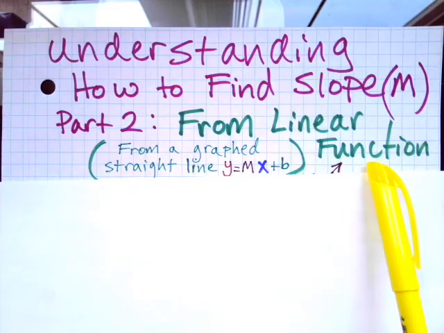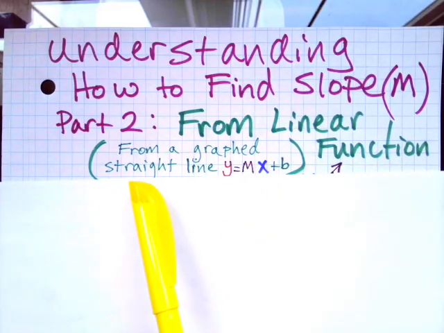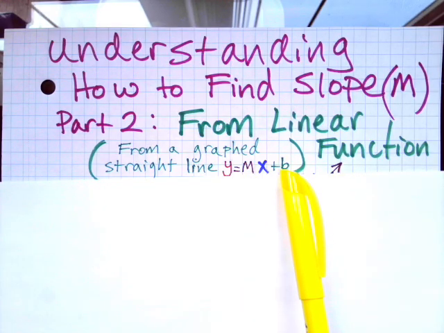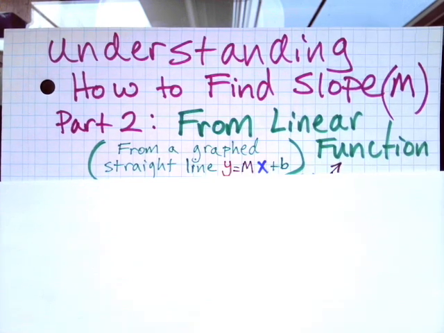A graphed straight line, the form you have for the equation is y equals mx plus b. If you can find the slope and you know where the line intercepts and crosses the y-axis, you can fill in these values and you have an equation of your linear function. So let's just jump right on into it.